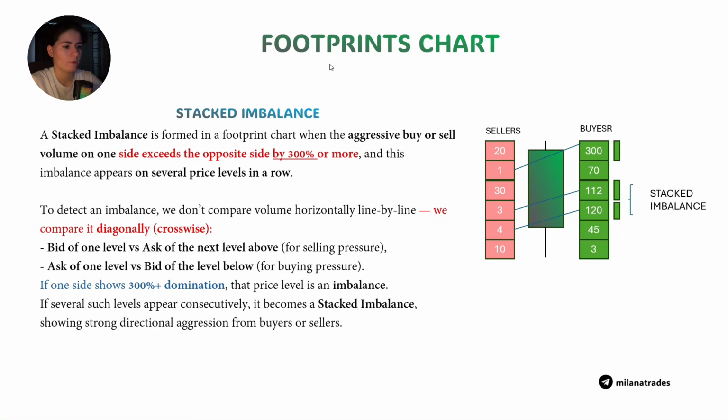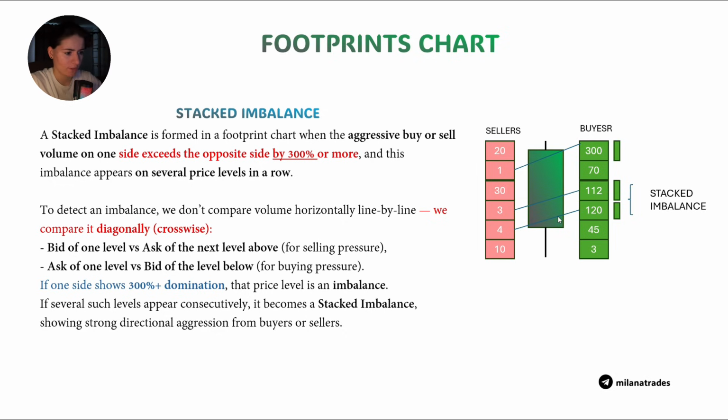And now let's move on to the last type, from the footprint chart. In footprints, there is a term, stacked imbalance. A stacked imbalance is formed when aggressive buy or sell volume on one side exceeds the opposite side by 300% or more. And this imbalance appears on several price levels in a row. To detect an imbalance, we don't compare volume horizontally, line by line. We compare it diagonally, crosswise. And if one side shows 300% domination, that price level is an imbalance.